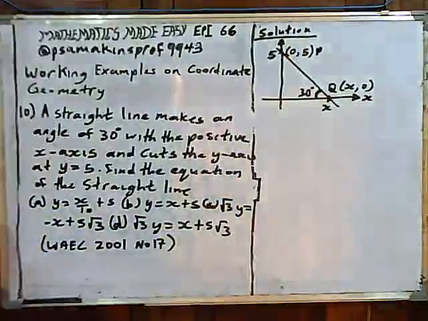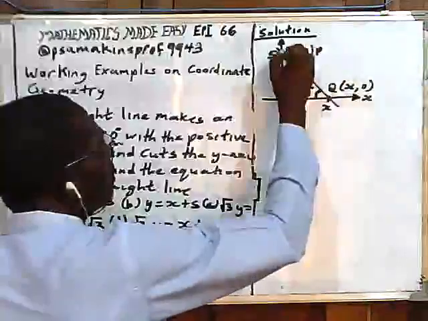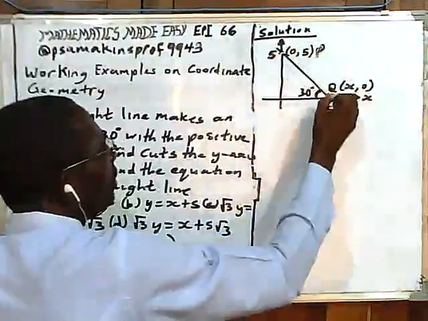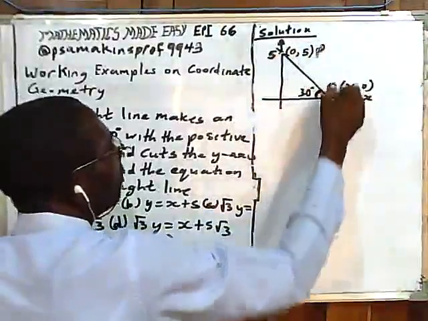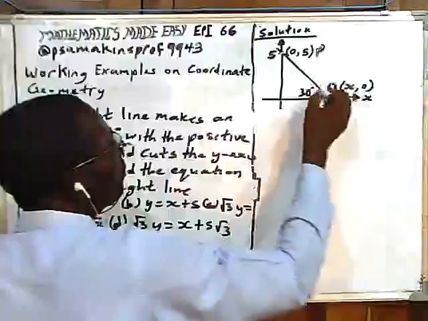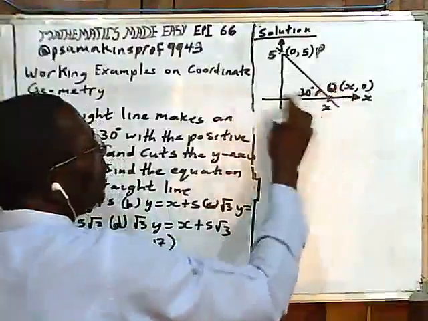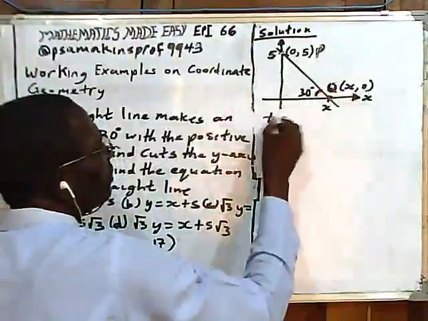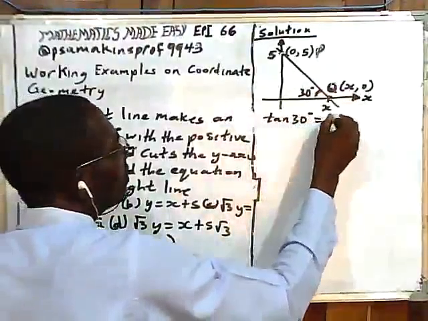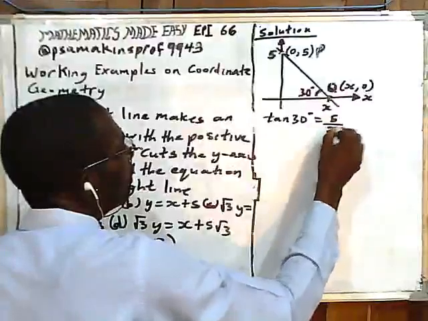So we want to find the equation of this straight line. Let's say this point is point P and this point is point Q. From here we can see that this is opposite over adjacent, that is tan 30 degrees, where the opposite is 5 and the adjacent is x.